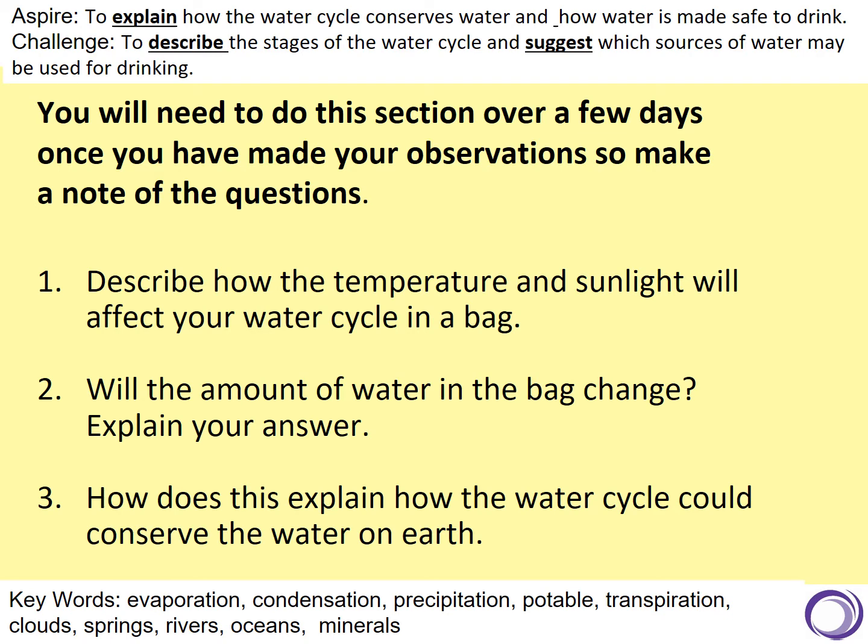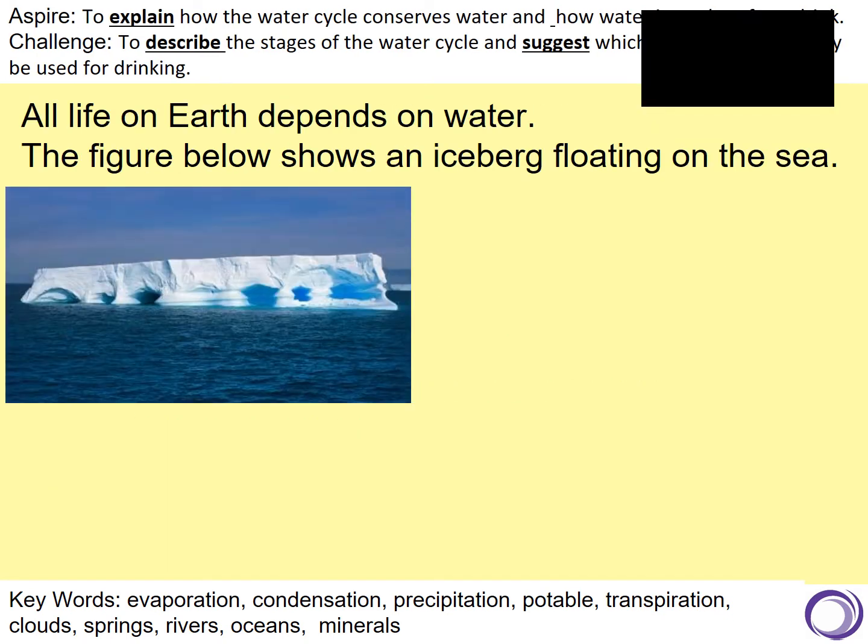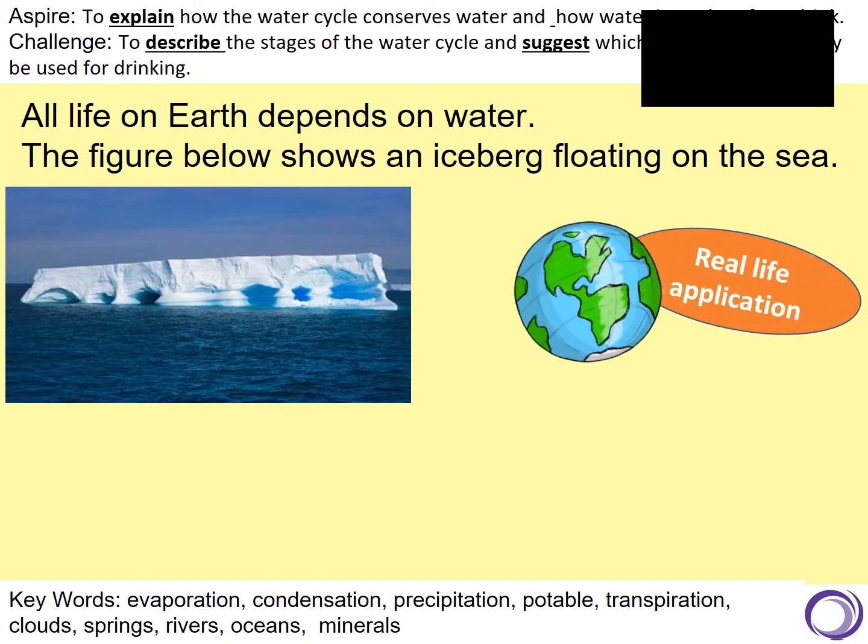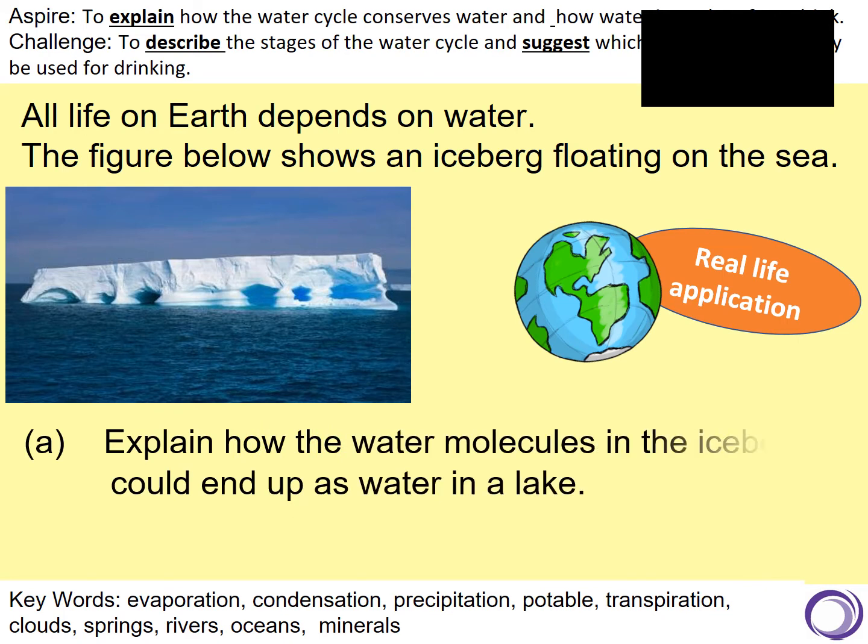Okay, hopefully you've got those questions down. I'm going to move on, but if you need to get those questions down again, you can always pause the video and complete those questions. So, all life on Earth depends on water, and the figure below shows an iceberg floating on the sea. And this is a real-life application of the water cycle.